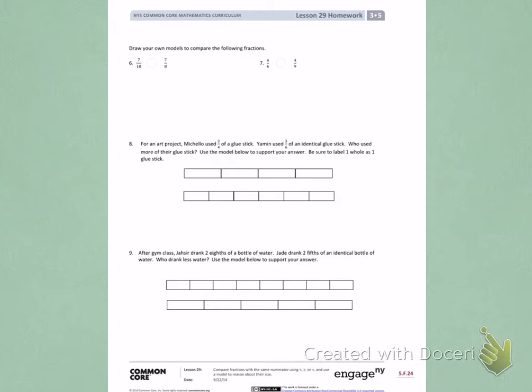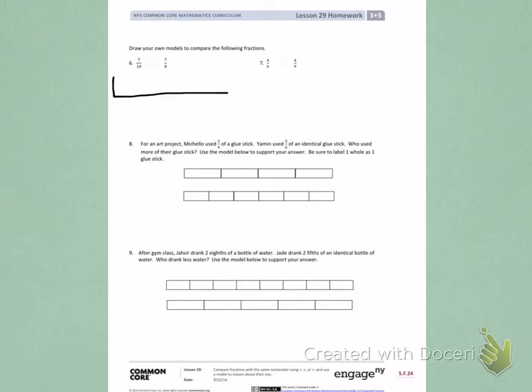This is Module 5, Lesson 29 on the back. Draw your own models to compare the following fractions. Number 6, I need to draw a model for 7/10, and I also need to draw a model for 7/8.